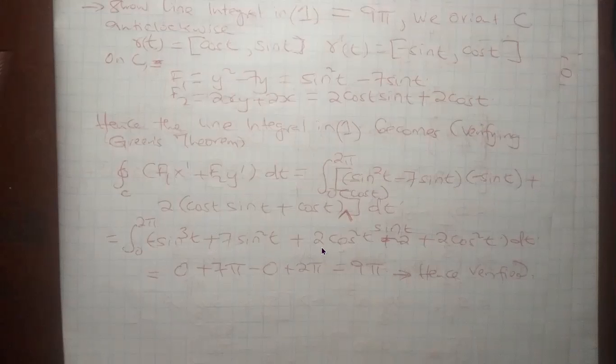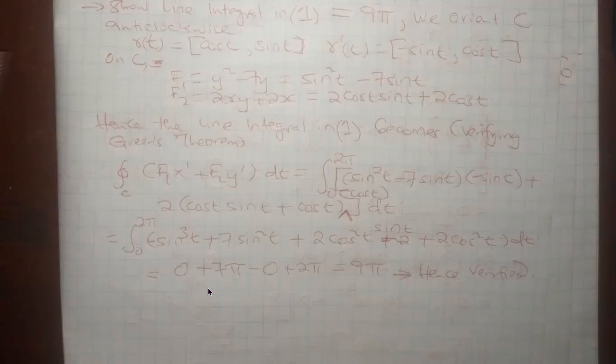Then the last part is plus 2 cos squared t sine t. You just open up this, because it was 2 cos t, then times this. So 2 cos squared t sine t, and then the last part will be 2 cos squared t dt. So once you have that, we put our limits. Our upper limit is 2 pi, our lower limit is 0.